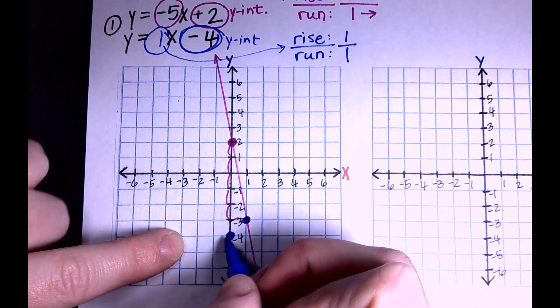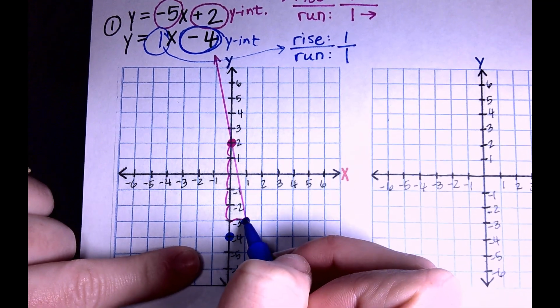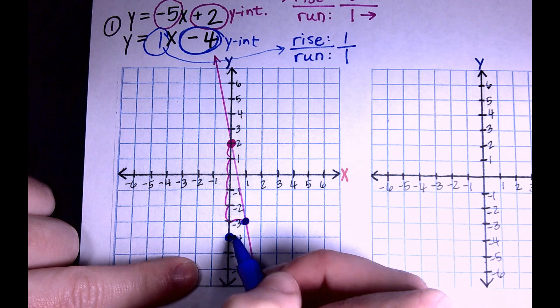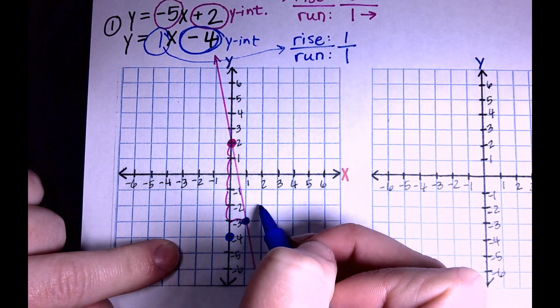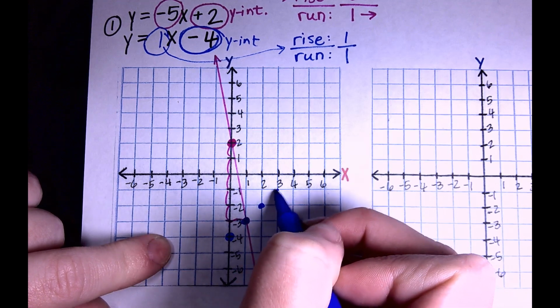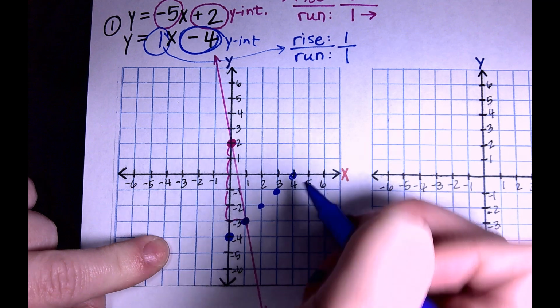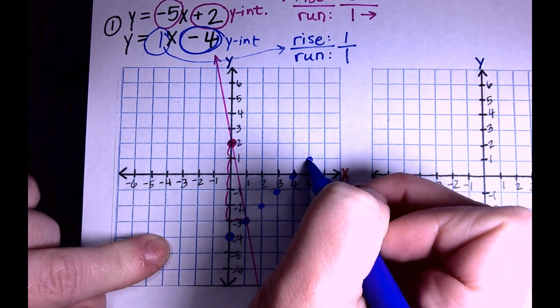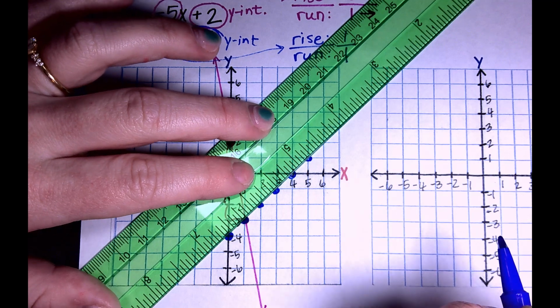Now, whenever you have a slope that's really small, like 1, sometimes it helps to continue that slope. I went up 1 over 1. I'm going to do that a few more times. Up 1 over 1. Here's another point on my line. Up 1 over 1. Here's another point. Up 1 over 1. You could do this forever. Then I'll connect my dots.